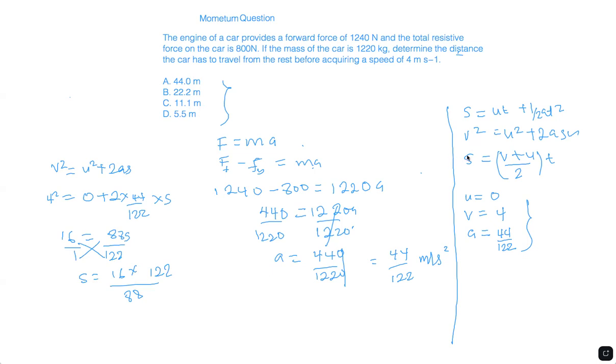So that will give us 22.18, which is approximately 22.2. So this is 22.18, approximately 22.2 meter. So this is actually the correct value. So this is correct. So this is how we actually go about solving problems like this.